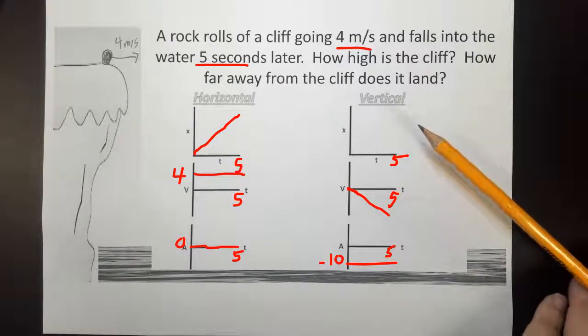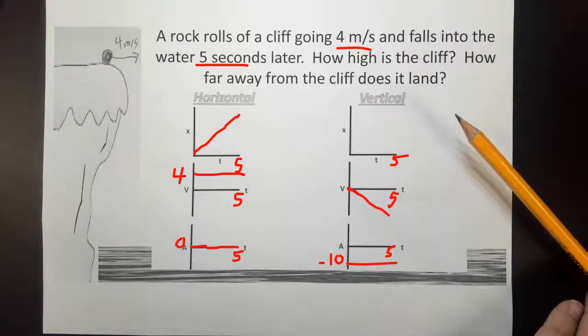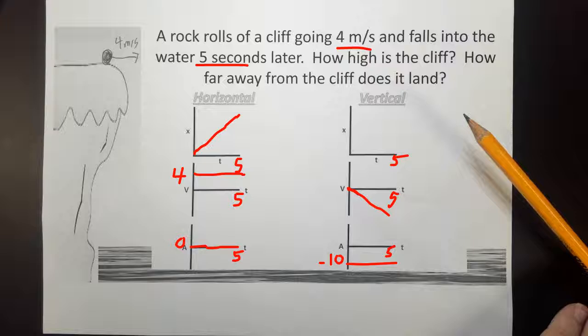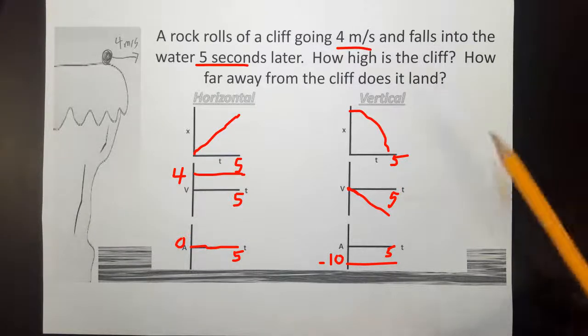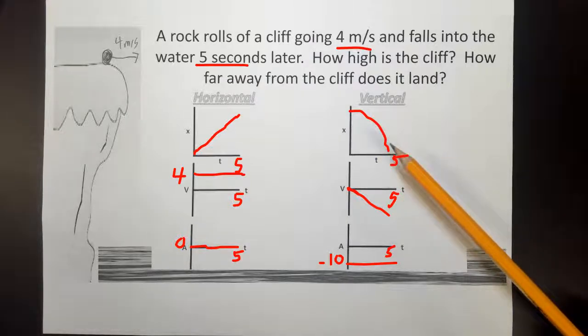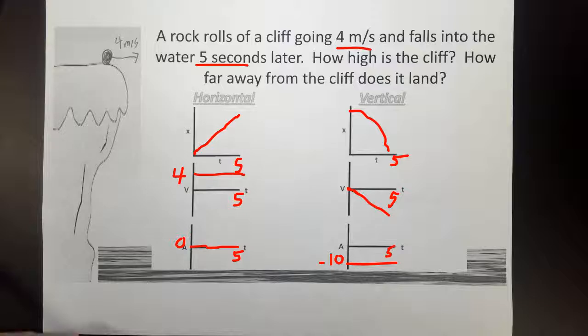And then for the vertical position graph, it's going to start up. If the water's 0, then it's going to start up here. It's going to be slow at first, so you have a line that's not very steep, and then it's going to get steeper and steeper and steeper, and should hit the water at 5 seconds. So you should have a line that curls down and then hits 0 at 5 seconds. It should be smoother than that in real life, but that's what we have to work with.